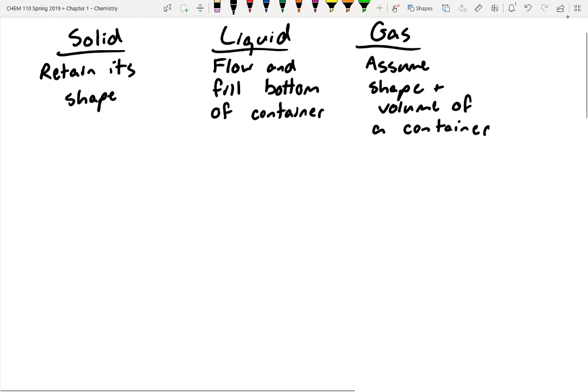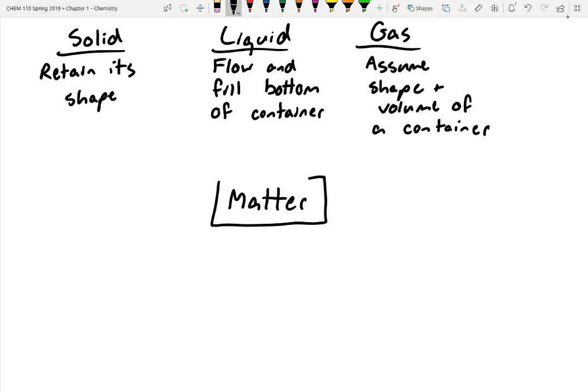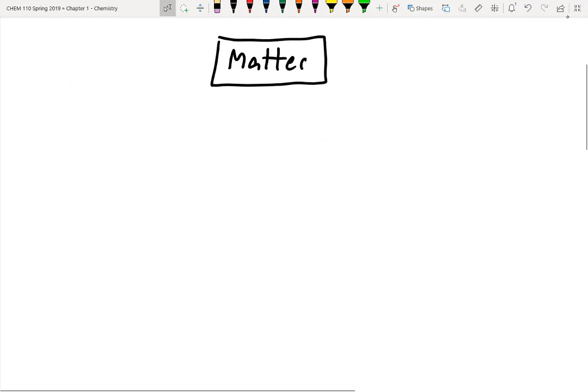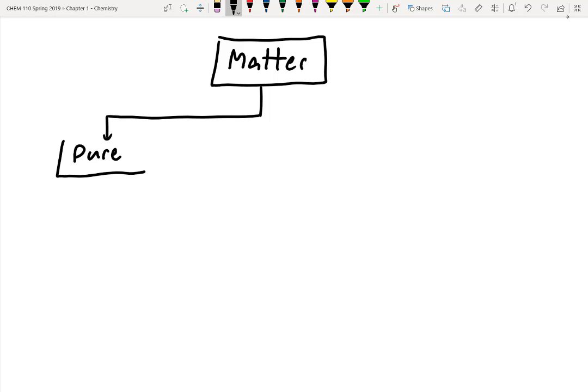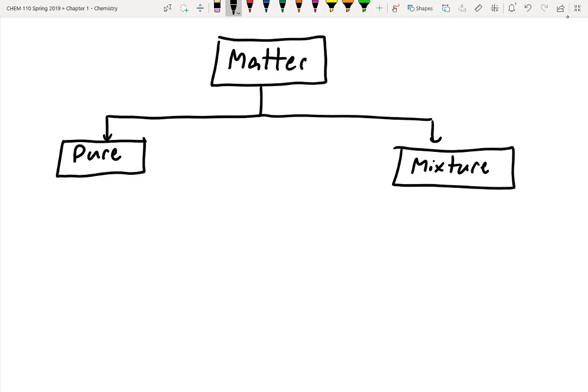All right, so those are the 3 main types, but oftentimes matter gets more complicated. So I'm going to make this flowchart to help us out. Matter is the stuff that makes up everything, right? And matter can fall into two categories. It can either be a pure source of matter, or it could be a mixture, right? All right. And then things even get more complicated from here. So what we'll do is look at pure matter first.